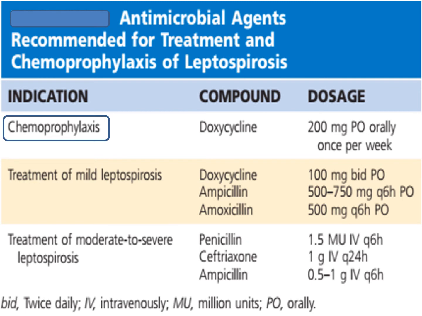These are the antimicrobial agents recommended for treatment and chemoprophylaxis for leptospirosis. For treatment, this, read it and use it. For chemoprophylaxis, doxycycline, which is 200 milligrams orally once per week. It is very unique. Once per week. Please print this and use it.